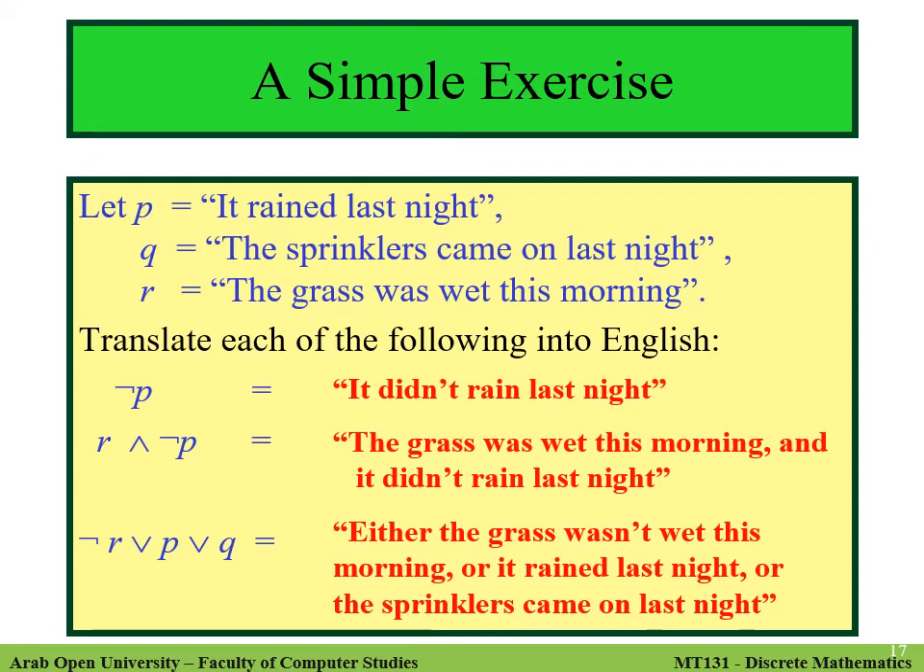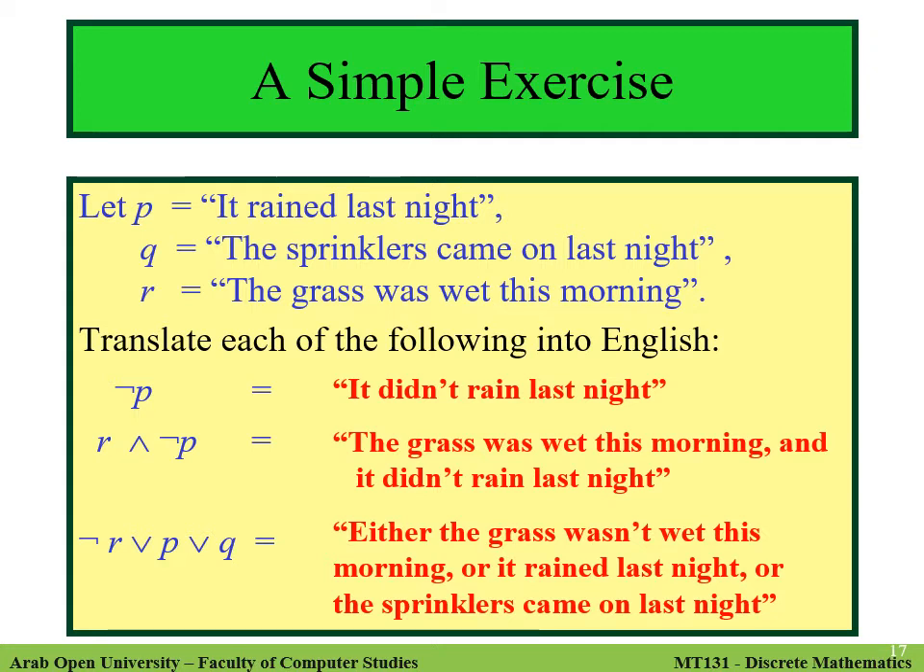Here are some exercises to review the statements and operations that we have covered so far. The three statements we'll be working with: P is the statement, it rained last night. Q is the statement, the sprinklers came on last night. R is the statement, the grass was wet this morning.